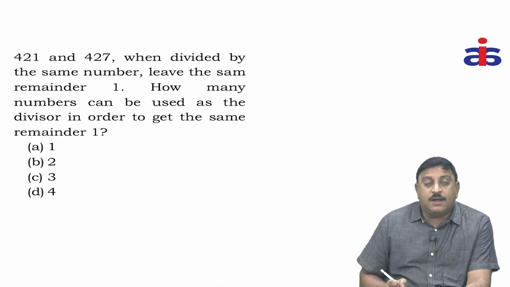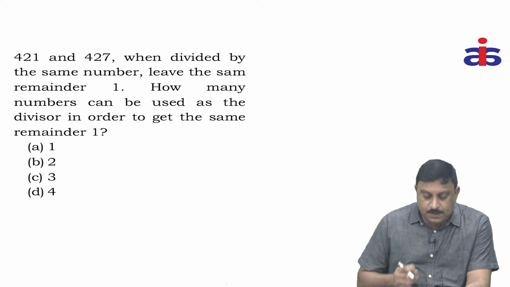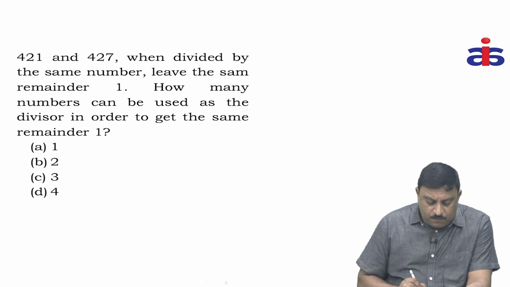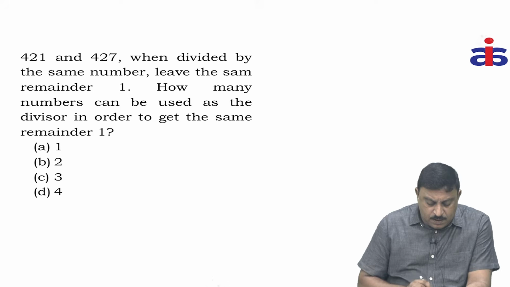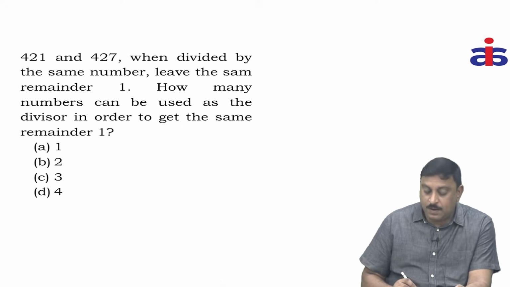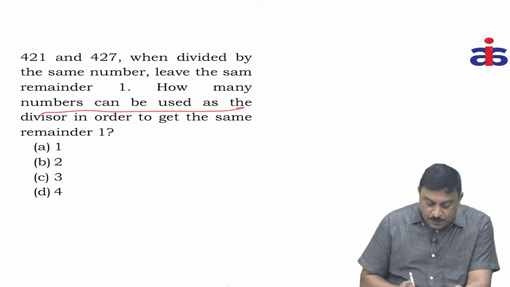Right, so again, a number system question based on HCF. Let us see the question. 421 and 427, when divided by the same number, leave the same remainder 1. How many numbers can be used as a divisor in order to get the same remainder 1? How many numbers can be used as a divisor?